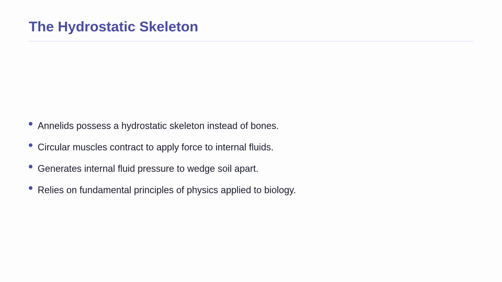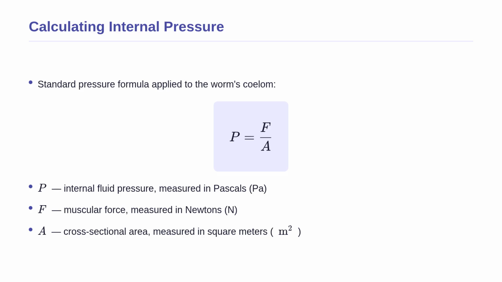To understand exactly how much pressure they can generate, we must rely on a fundamental principle of physics that applies perfectly to biology, looking at the relationship between force, area, and pressure. This brings us to the standard pressure formula, which divides the applied force by the area over which it is distributed. The formula is P equals F divided by A.